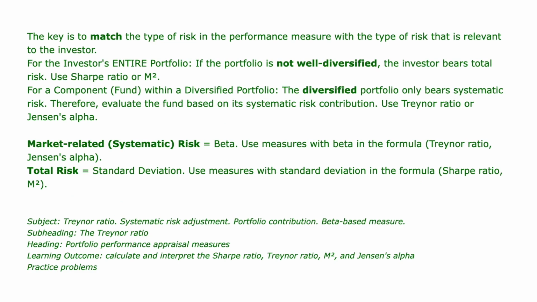For portfolio components in diversified context, use beta-based measures such as Treynor, Jensen's. For total portfolio, possibly undiversified, use total risk measures such as Sharpe, M². The question specifies a fund that forms part of a well-diversified investor's portfolio.